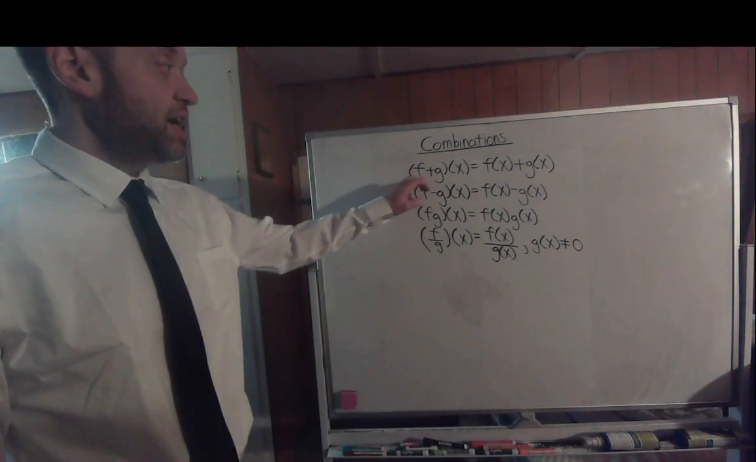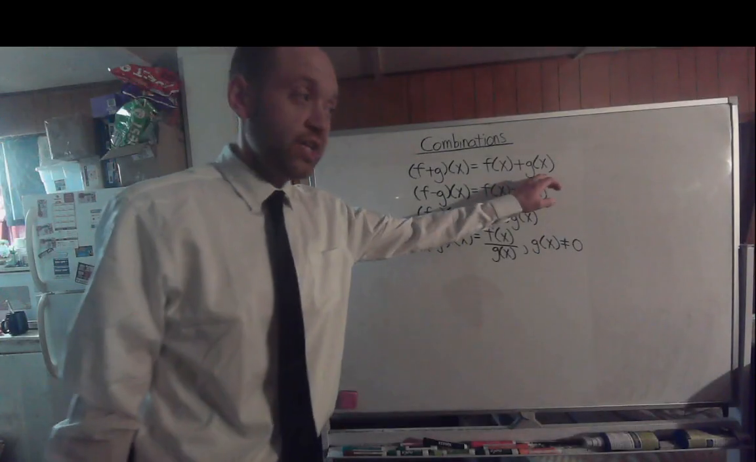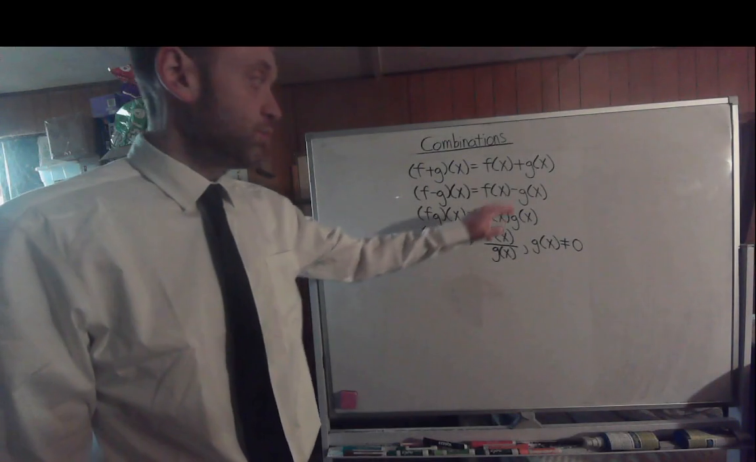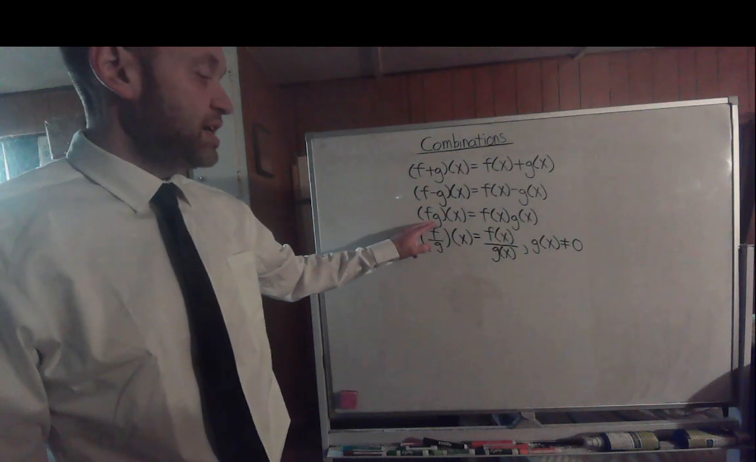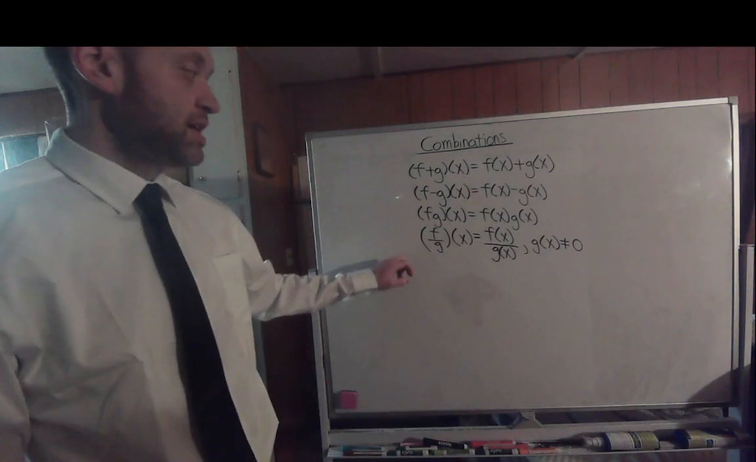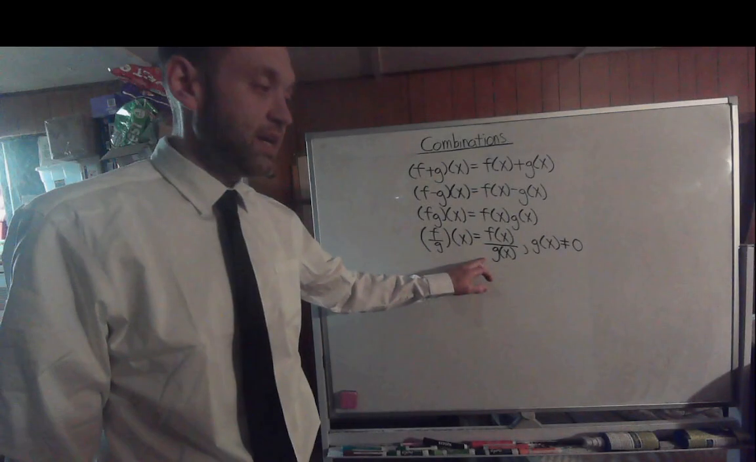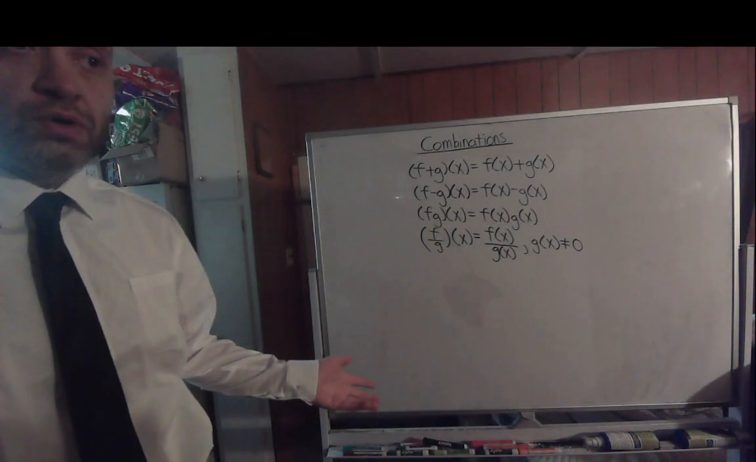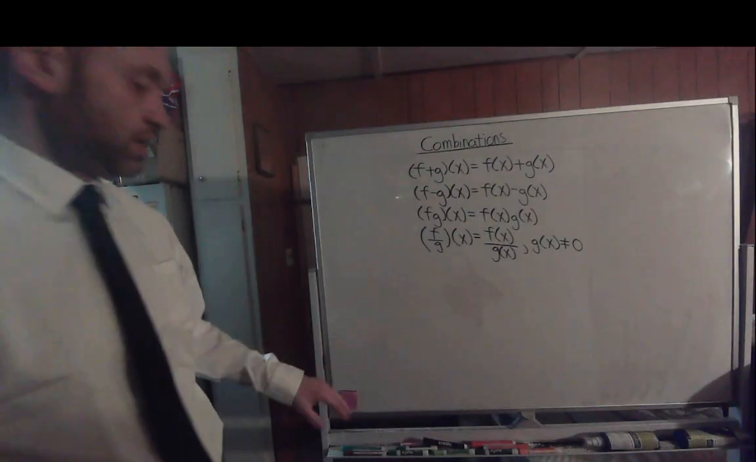So if you see f plus g of x, that literally equals f of x plus g of x. If you have f minus g of x, that literally will equal f of x minus g of x. If you see f times g of x, that's equal to f of x times g of x. If you see f divided by g of x, that's equal to f of x divided by g of x, provided that g of x does not equal 0, because you can't have your denominator equal to 0.